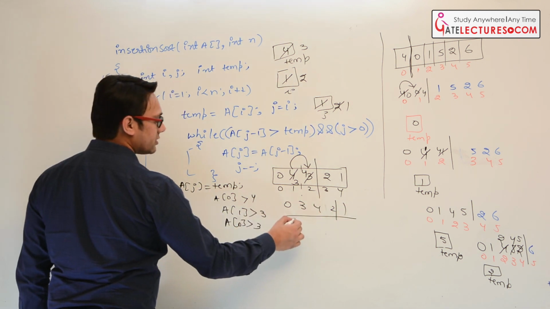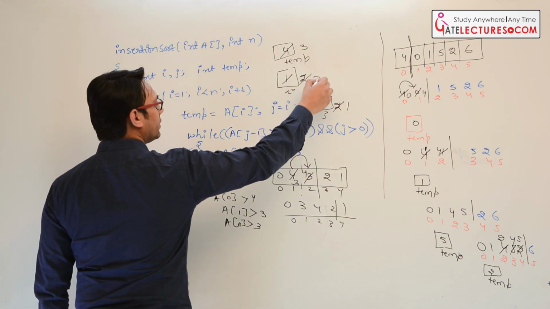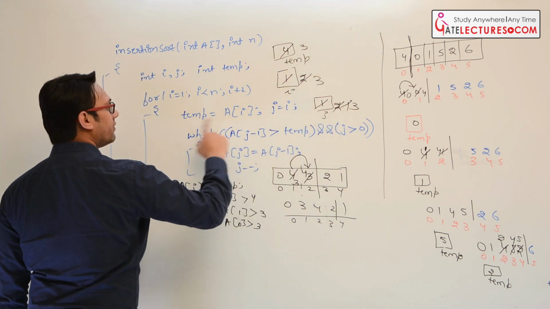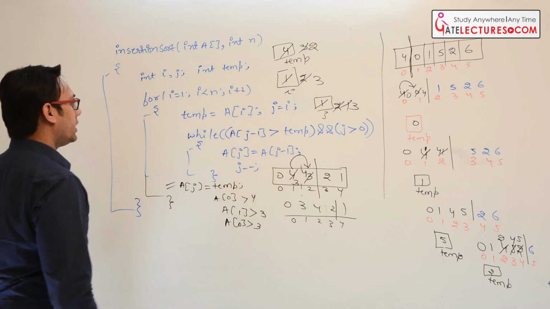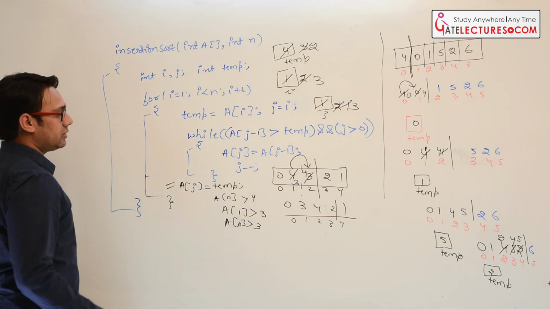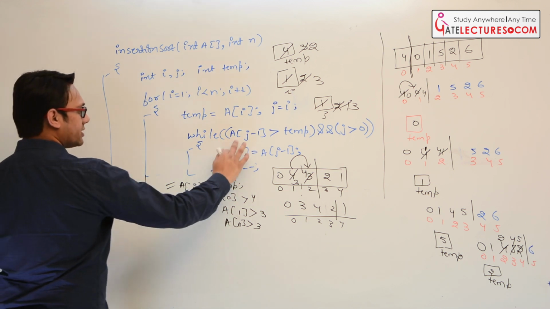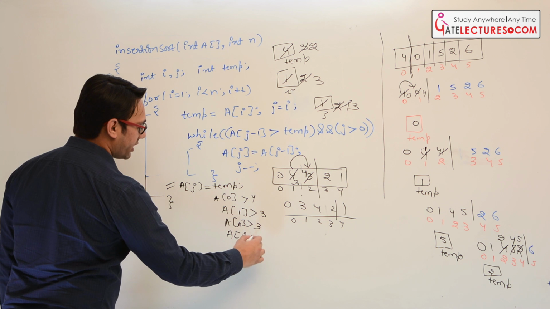Index locations 0, 1, 2, 3, 4. So the value of i will become 3, therefore the value of j will become 3, and the temporary variable will be storing the value 2. Now again check the condition of the while loop. So a of j minus 1 is greater than temp. What is the value stored in a of j minus 1?